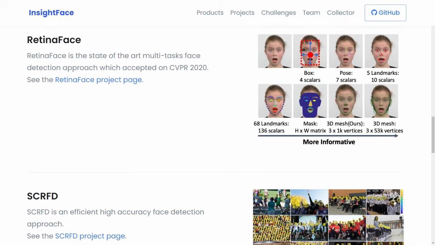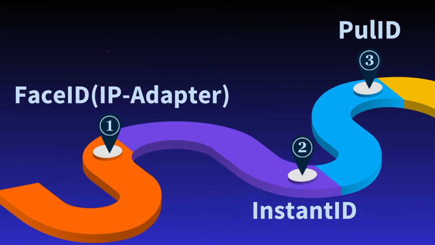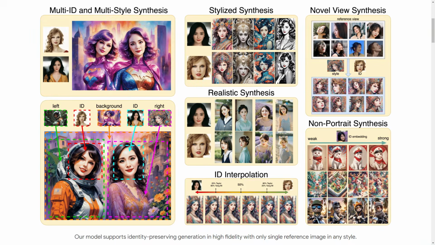In terms of release order, IP adapter FaceID was the first to come out, followed by InstantID, and most recently, PuLID. Each of these programs needs a reference image of the face you want to swap, so the quality of the face swap heavily depends on the reference image you use.